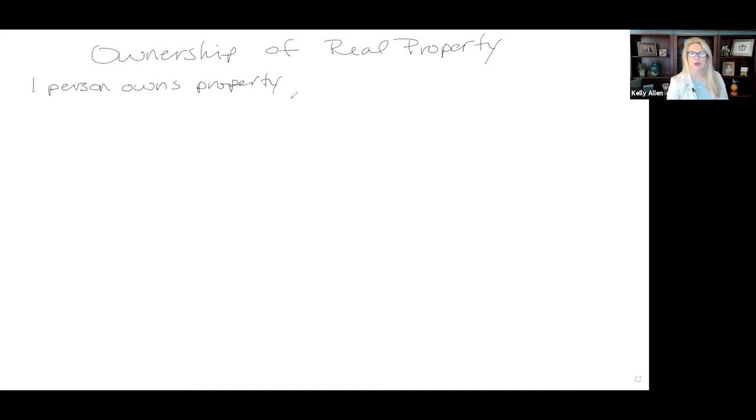Let's title it that. Let me grab my proper color. Ownership of real property. We're mainly going to focus on owning property with other people, but if you own property alone, so one person owns property, watch this word, this is going to crack you up. One person owns property in what's called severalty. Severalty. There it is.